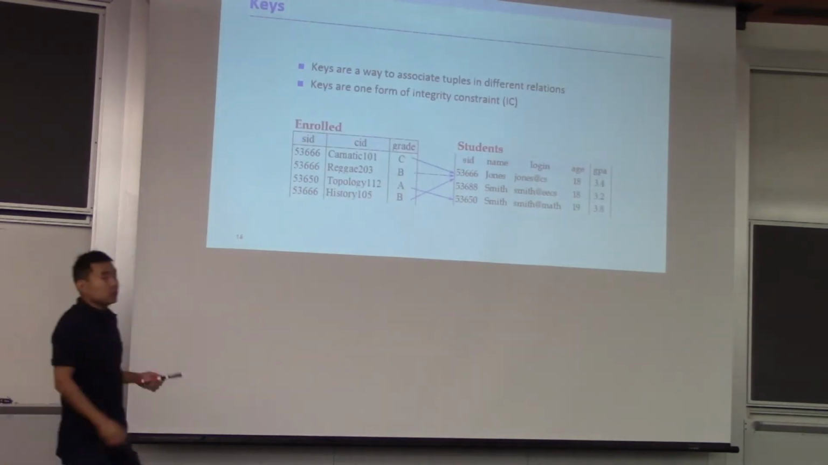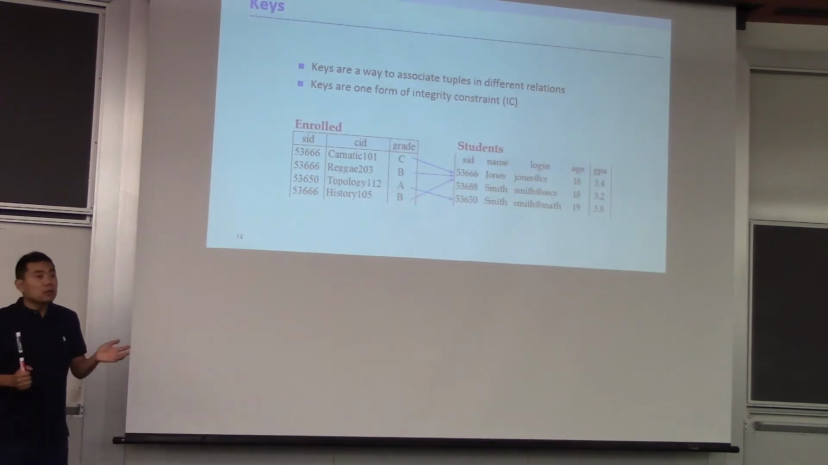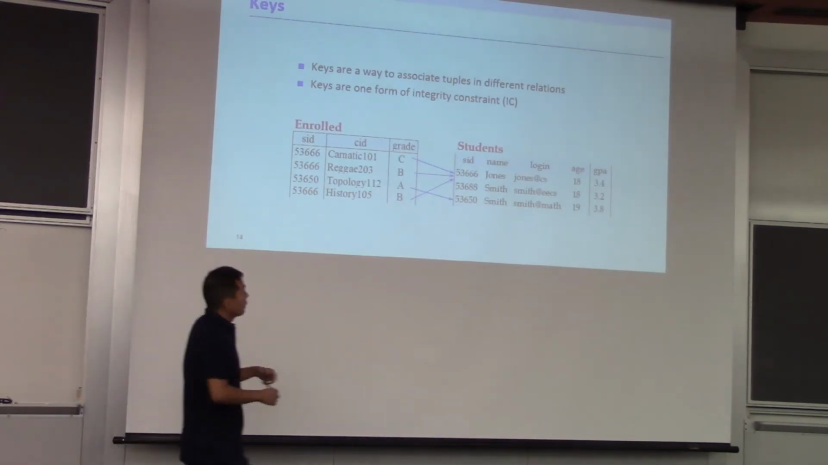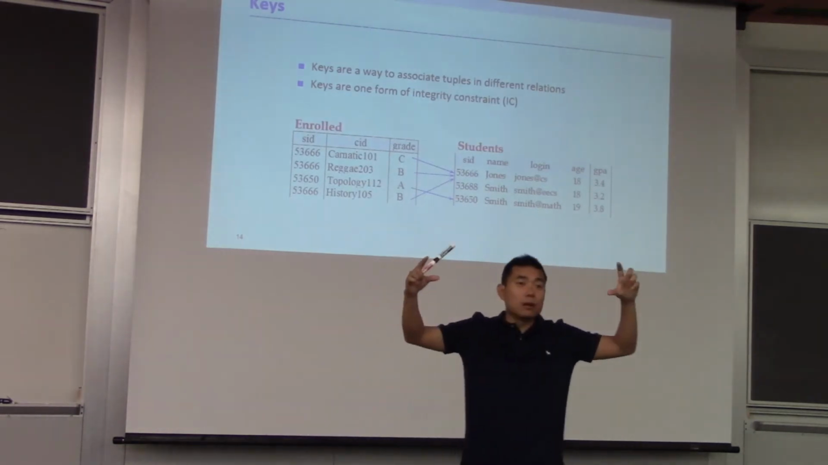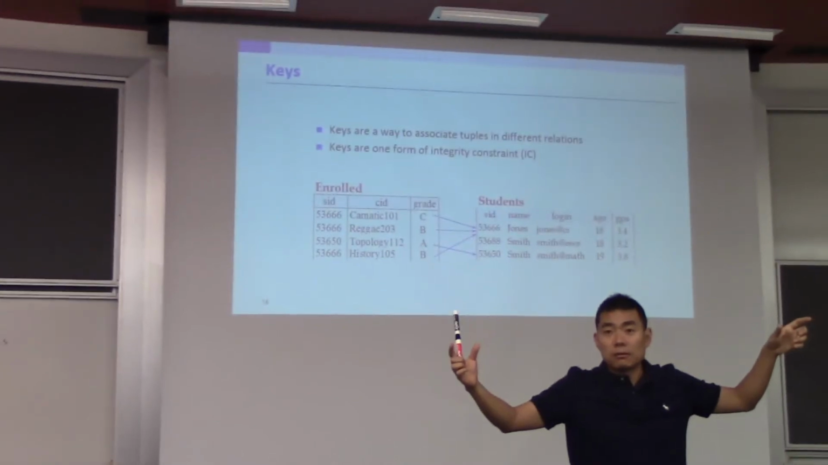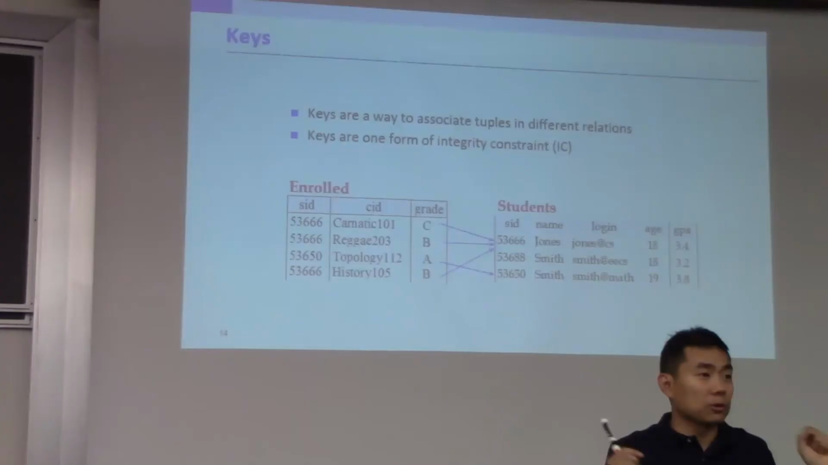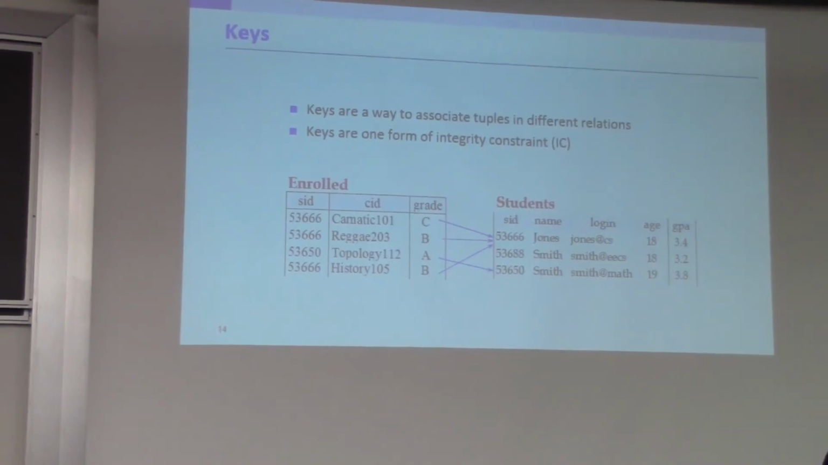Let's look at the students table as an example. What is an example of a SuperKey? Is age and GPA, this combination, age and GPA, first of all, a set of fields, a set of attributes? Right? A set of two attributes. But is it a SuperKey? No. You said no. Why?